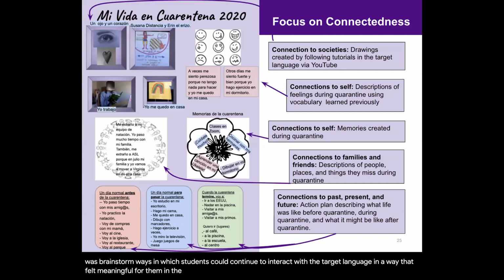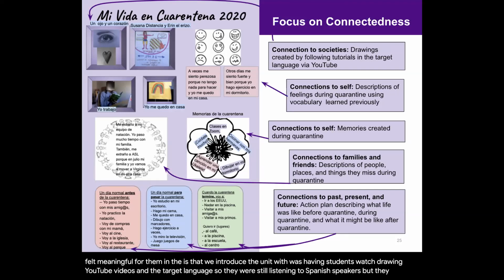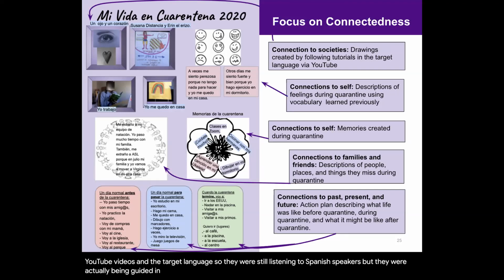in the current situation. So one of the activities that we introduced the unit with was having students watch drawing YouTube videos in the target language. So they were still listening to Spanish speakers, but they were actually being guided in drawing images. So at the top left, you see un ojo y un corazón, a heart and an eye, that students drew as a result of watching a tutorial on YouTube.